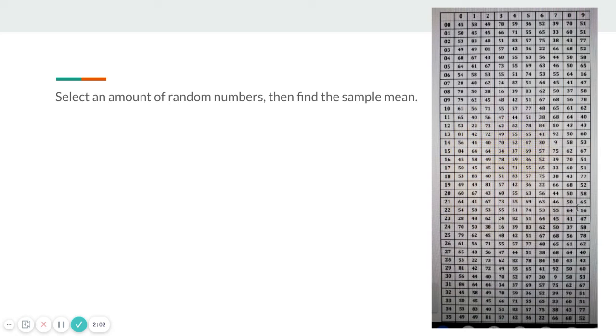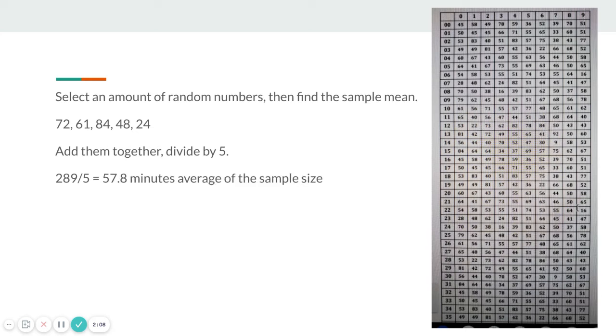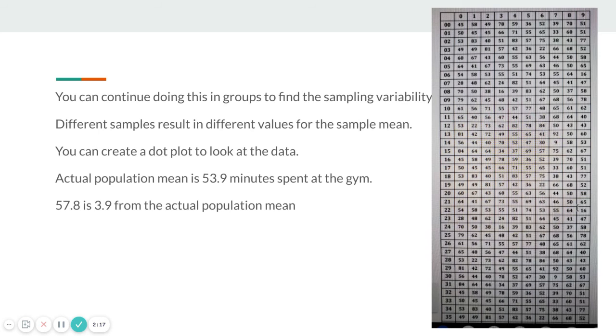So select an amount of random numbers, then find the sample mean. So I selected 5. So we're going to add them together and then divide by 5. So we get a sample mean of 57.8 minutes average of the sample size, okay? Now you could continue doing this in groups of 5 or whatever many groups you wanted to find the sampling variability. Different samples result in different values for the sample mean. You can create a dot plot to look at the data.